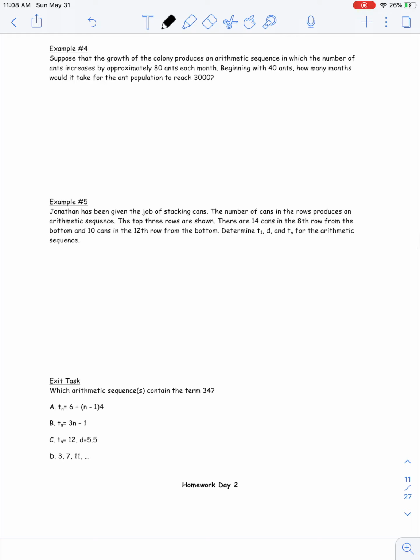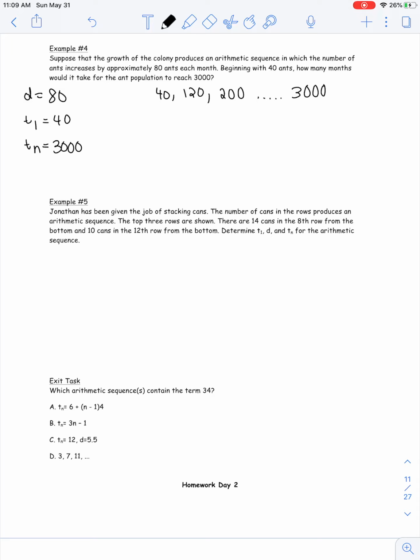Example number 4, they're giving us the ant population. So we know it's arithmetic. We know that the population is increasing by approximately 80 ants. So D equals 80. We know that beginning with 40 ants means our first term is 40 ants. And they're saying, when will the population reach 3,000? So that's our Tn value. So this is what it's looking like. 40 plus, if I add 80, I'm going to get 120. If I add another 80, I'll get to 200. And we want to find out, when is it going to be 3,000 as a population?